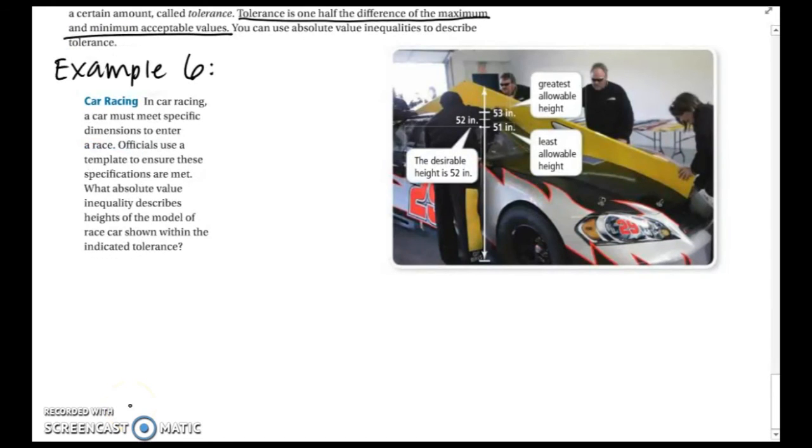Here's example 6. In car racing, a car must meet specific dimensions to enter a race. Officials use a template to ensure these specifications are met. What absolute value inequality describes heights of the model of race car shown within the indicated tolerance? So you can see in the picture, the desirable height is 52 inches, and I encourage you to draw a picture similar to this. And the greatest allowable height is 53 inches. The least allowable height is 51 inches. We need to make an absolute value inequality that describes this relationship.